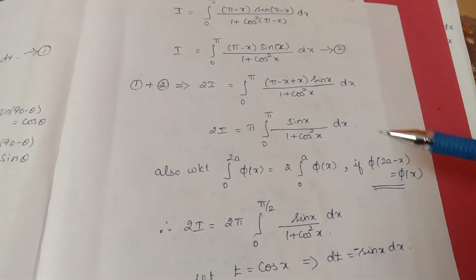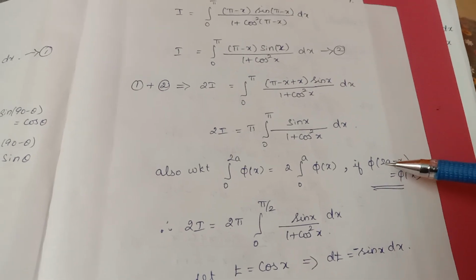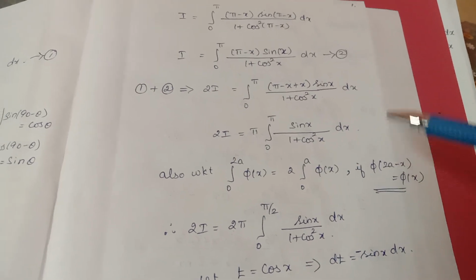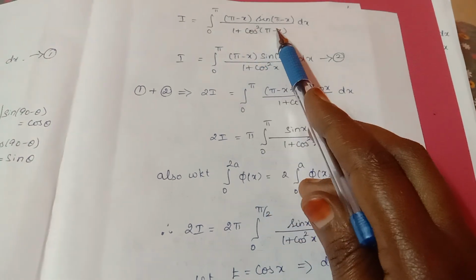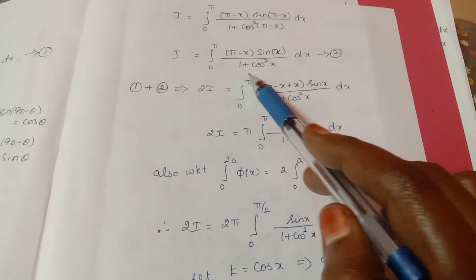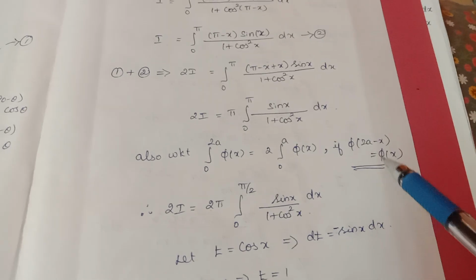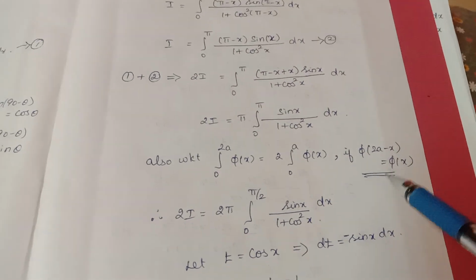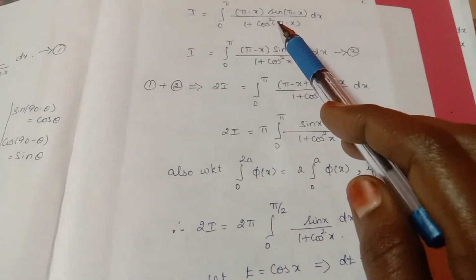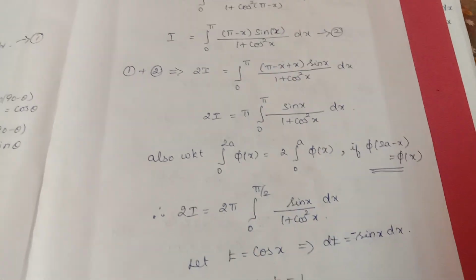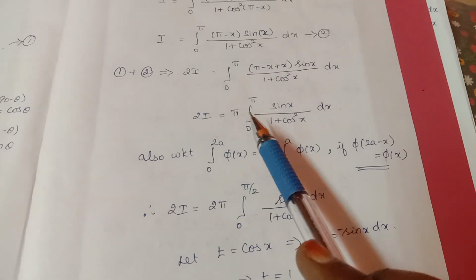Already this is what we have done here. In the place of x I have replaced it with the limit minus x. Here what is the limit? Pi minus x only I have replaced. After replacement also I got the same function. So here this is true. If you want you can check it again, but I am not going to check, because I have already done the same thing previously. So this is true, therefore I am applying it here.